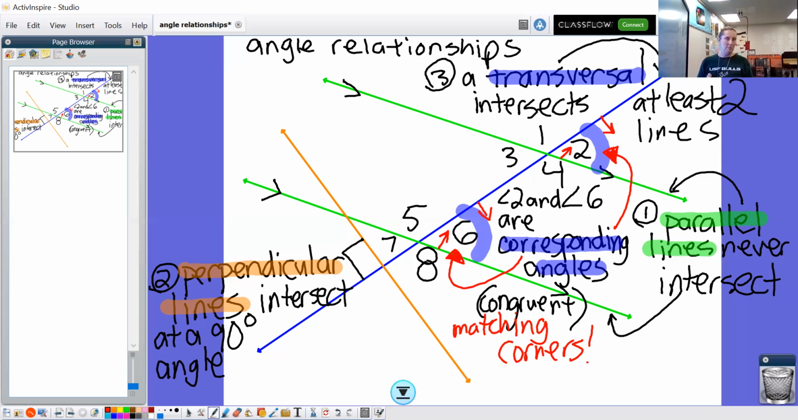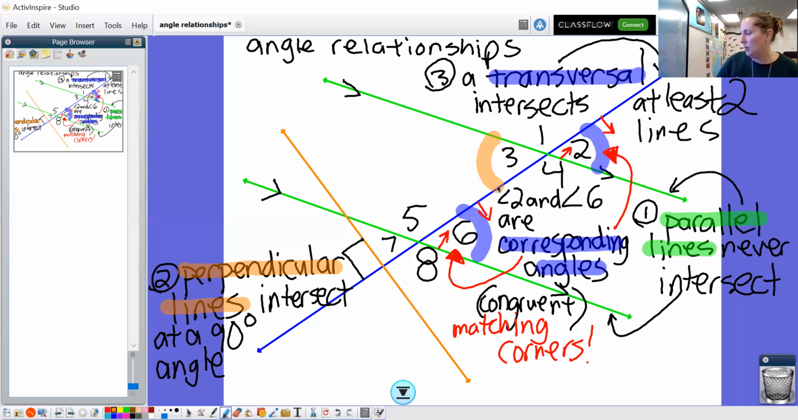Are you with me? Okay, one more term we're going to cover, and that's vertical angles. Vertical angles are also congruent. Okay, let's use orange. Now, vertical angles are right across from each other when lines intersect. Oh, I said I was going to use orange. Let's use orange right here.